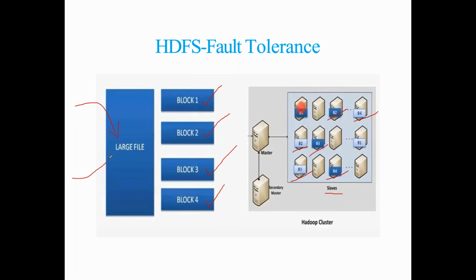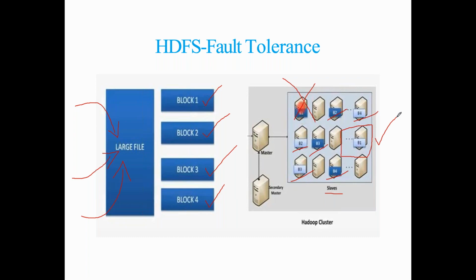Now to process this large file, I need all the 4 blocks: block 1, block 2, block 3, and block 4. But one day, the slave machine on which block B1 is stored has gone down. It's not working. Do you think we will still be able to process this large file? Yes, we can, because we have another copy of block B1 which is available on another slave machine which is working fine, right?